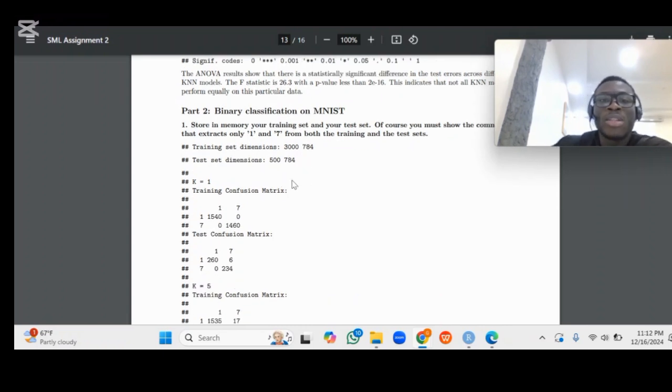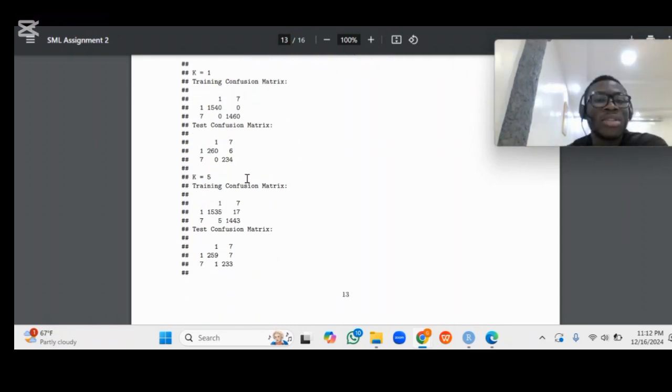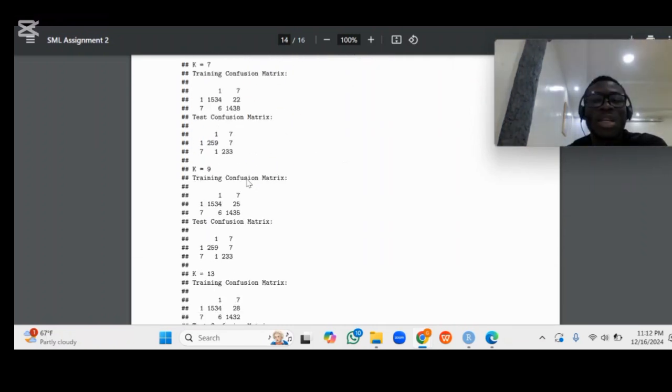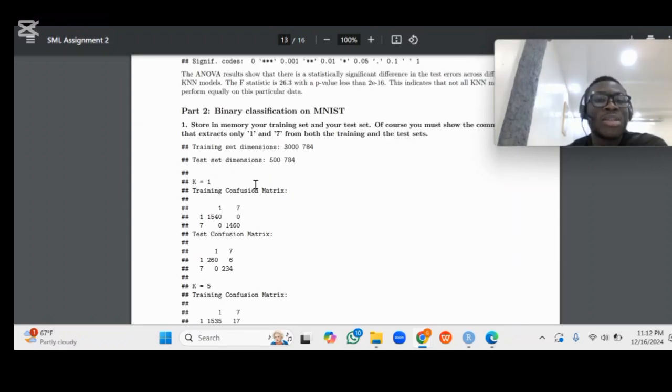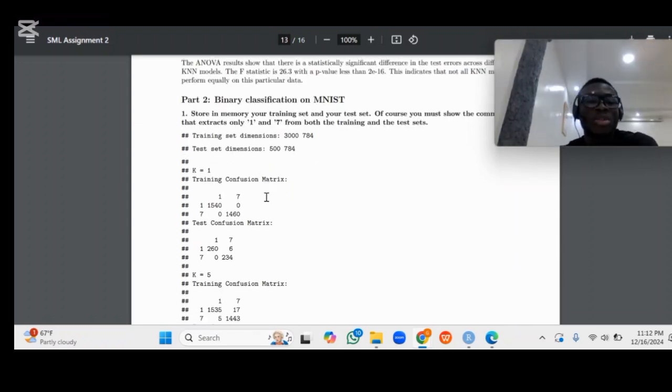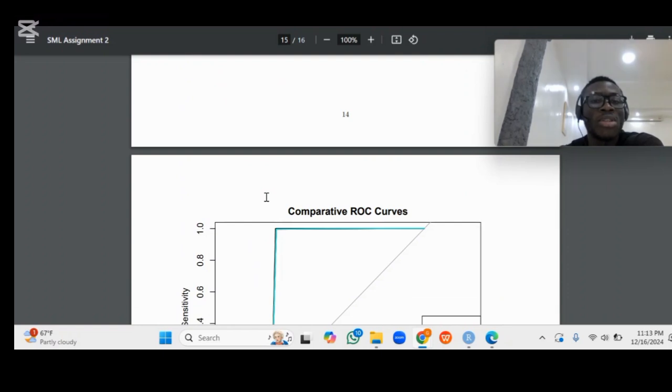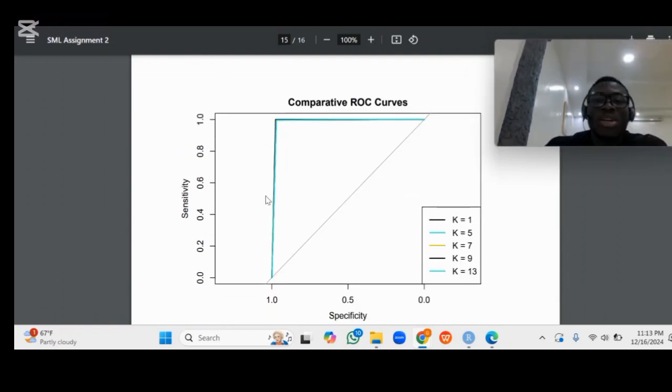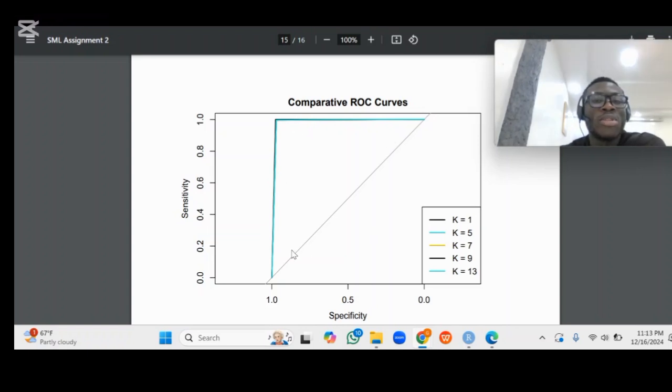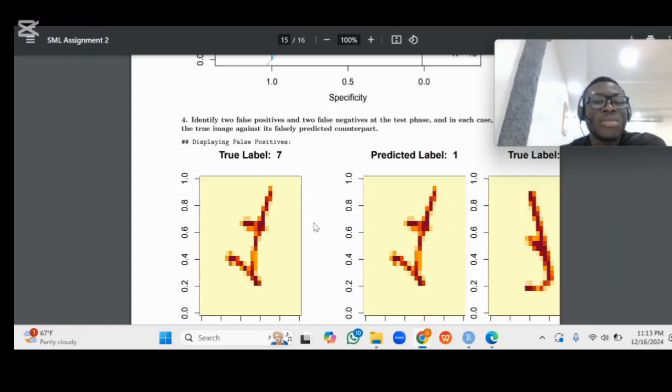We then performed a binary classification where we picked the label 1 and label 7 to see how we can predict them. We used our 1NN, 7NN, 5NN, 13NN, and 9NN. These are the training confusion matrix and our test confusion matrix here. We plotted our ROC curve and saw that almost all the models worked perfectly. They were all in line.